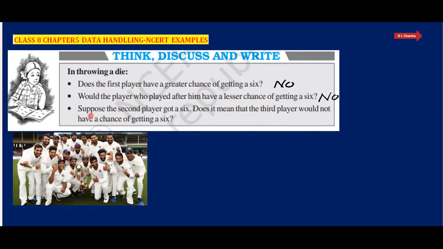And third, suppose the second player got a 6, second player के पास means 6 रन बना लिए, does it mean that the third player would not have a chance of getting 6? No, उसके पास भी उतने ही चांसेस हैं जितने फर्स्ट प्लेयर के पास थे, सेकंड प्लेयर के पास थे और थर्ड प्लेयर के पास थे. No one is having lesser chance and no one is having greater chance.